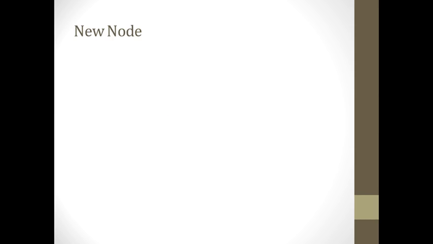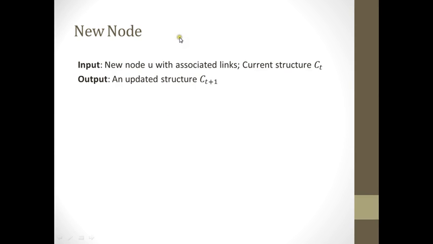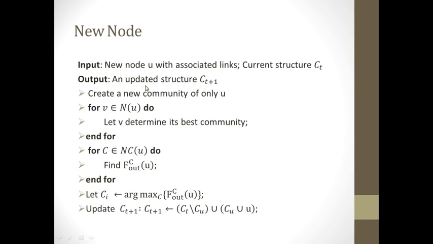So the first algorithm is new node. For this algorithm, we give as input the new node which has to be added to the network, and the current community structure, and the output of the algorithm is the new updated structure. If the new node which is added doesn't have any adjacent edges, the new community structure will be just the old community structure plus a singleton, which is the new node added. Thus the modularity doesn't change.